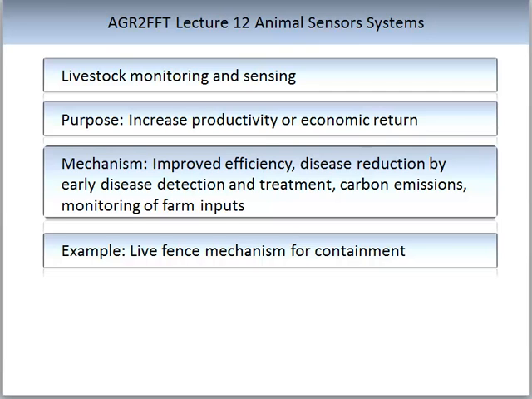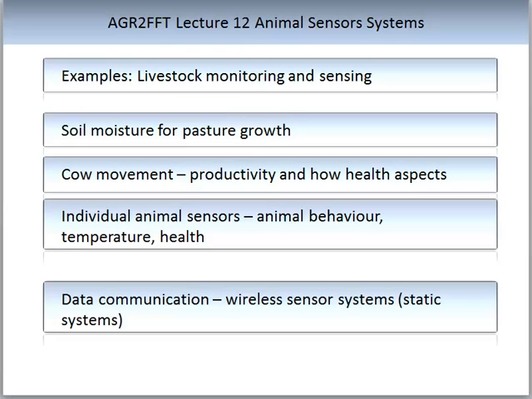One example of a livestock monitoring system is that of a live fence mechanism. This enables containment. Soil moisture for pasture growth is used as a monitoring device to increase the efficiency of the food production. The better pasture growth, the better the milk quality and quantity that the cows can produce. Cow movement is sometimes wanted to be investigated. This enables not only productivity outputs to be speculated, but also you can monitor health aspects of the herd.